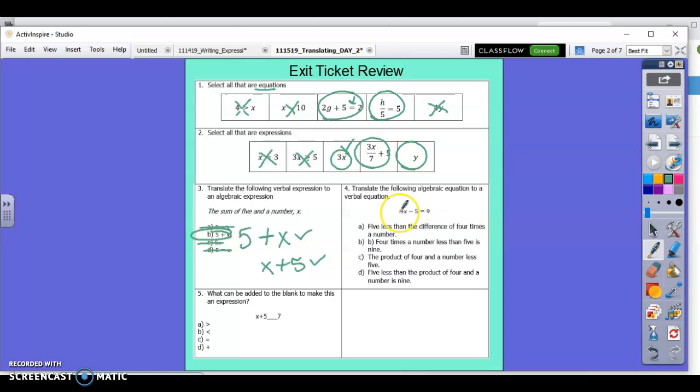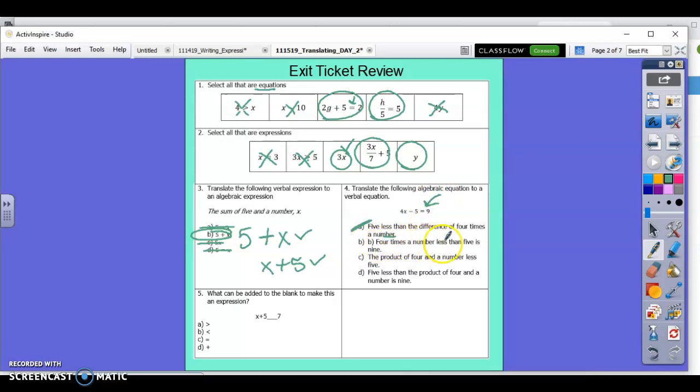Number 4, translate the following from algebraic to verbal. So when I look at it, this says 4 times a number minus 5 is 9. So let's read these. It says 5 less than. So that, remember, when it says it like this way, that means 5 is going to come second. So it's going to be minus 5. But this says 5 less than the difference of 4 times a number. So that doesn't make any sense because number one, it doesn't say is 9. So it can't be A.